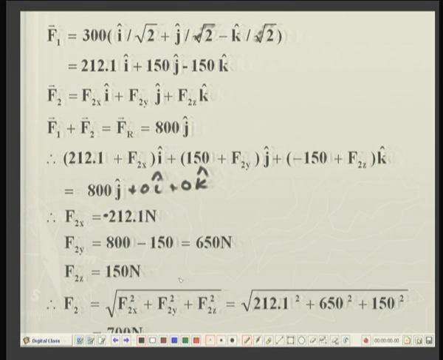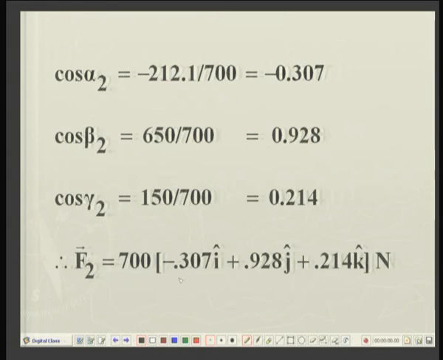And if I find out the magnitude of force F2, it is equal to the square root of the x component squared plus y component squared plus z component squared. So, this will be 212.1 squared plus 650 squared plus 150 squared. This will give me 700 newtons.